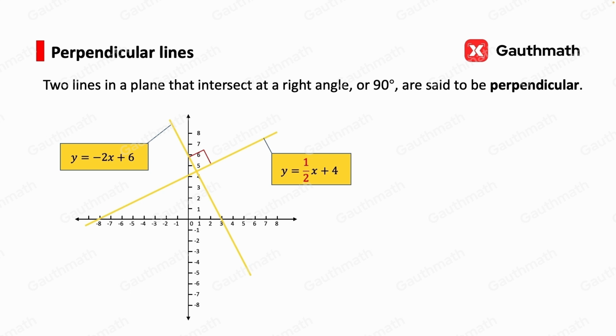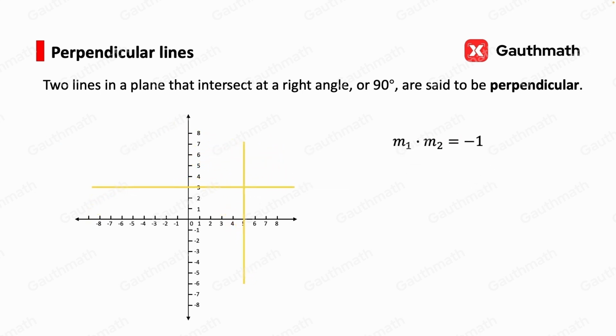The slope of the first line is 1/2. The slope of the second line is -2. And the product of 1/2 and -2 is -1. So these two lines are perpendicular, because the product of their slopes is -1. And horizontal lines and vertical lines are perpendicular no matter what.